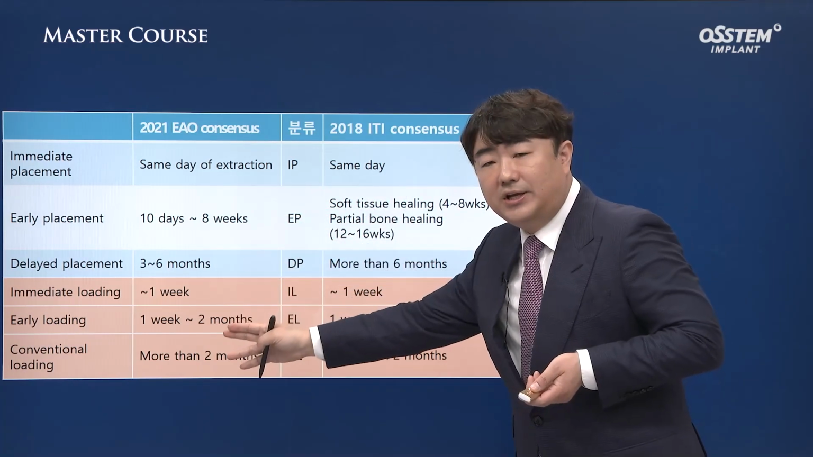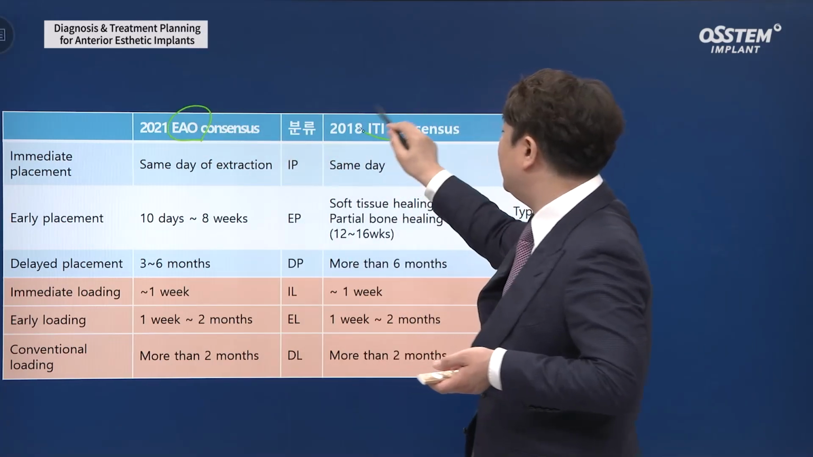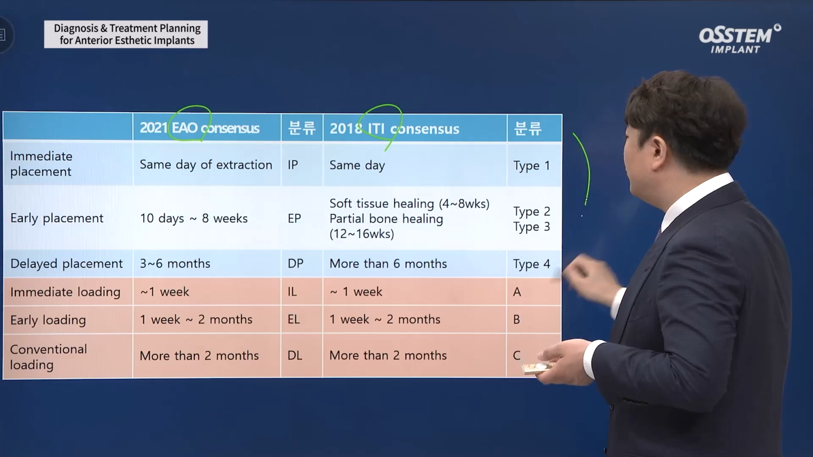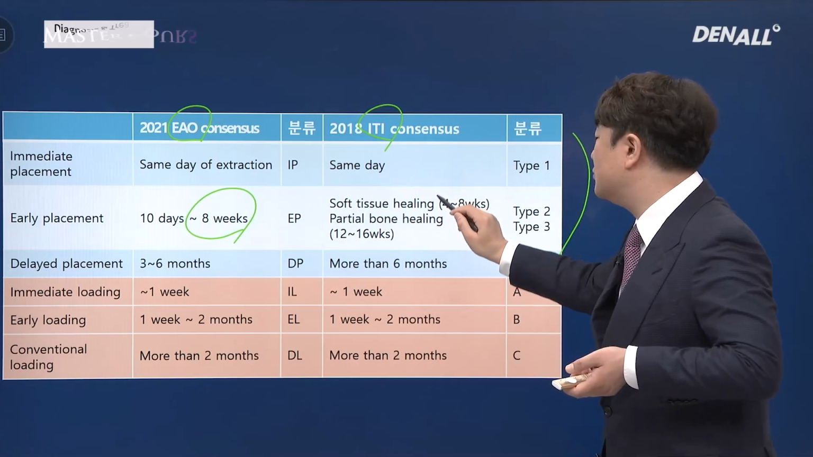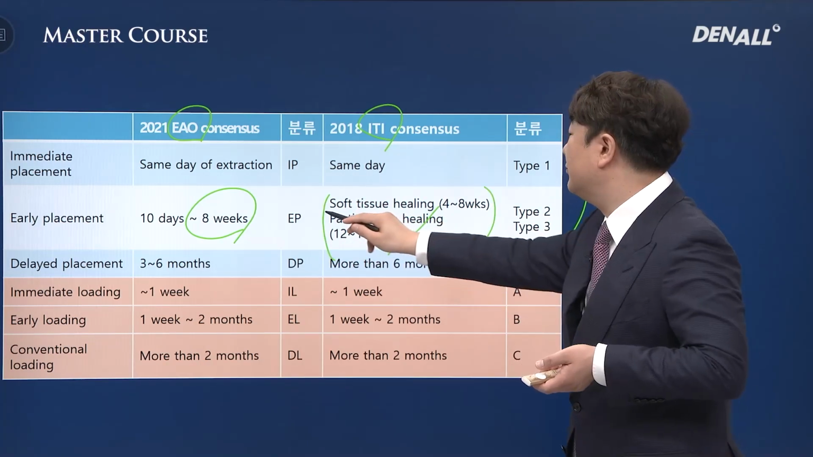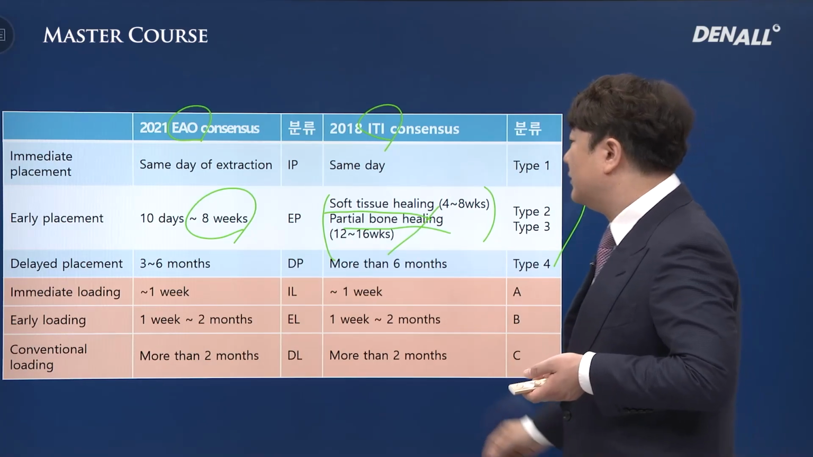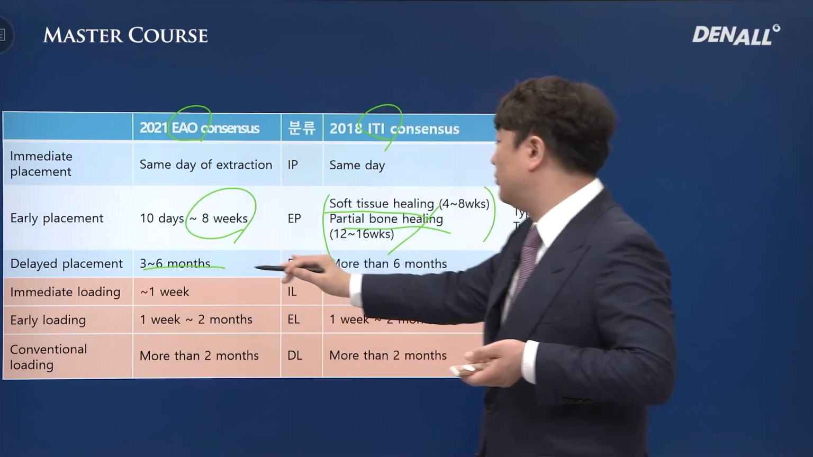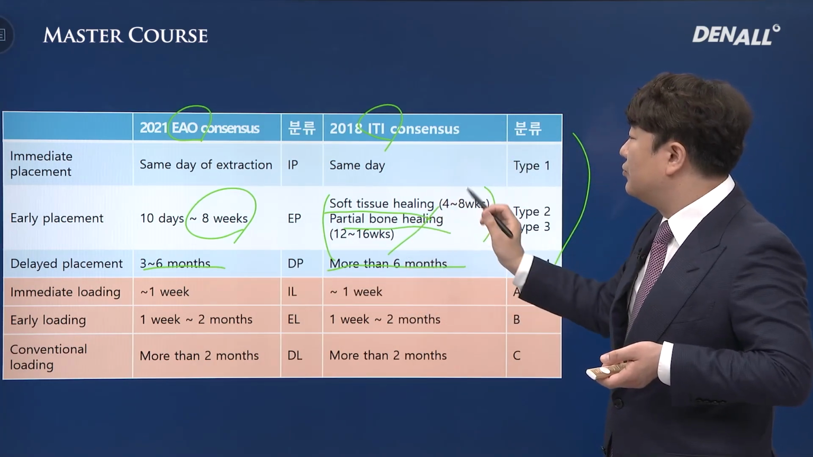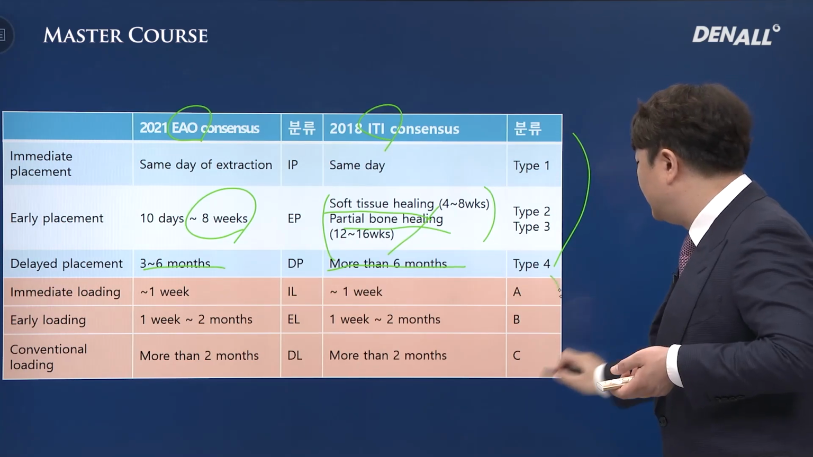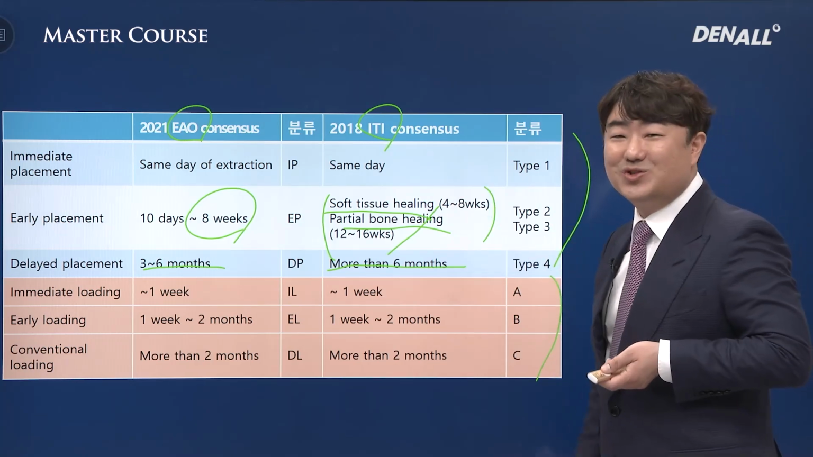Let's look at the definitions of immediate, early, and delayed placement. EAO and ITI report slightly different categorizations, especially in terms of surgery. Whereas EAO views up to 8 weeks as early placement, ITI views up to 16 weeks as early placement. ITI divides soft tissue and bone healing. Whereas EAO views up to 6 months as delayed placement, ITI views more than 6 months as delayed placement. The two have similar opinions about loading. Please refer to it.